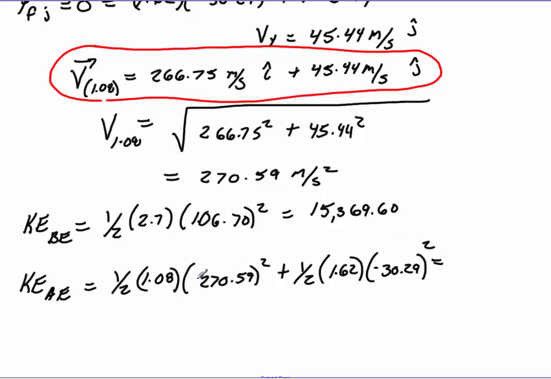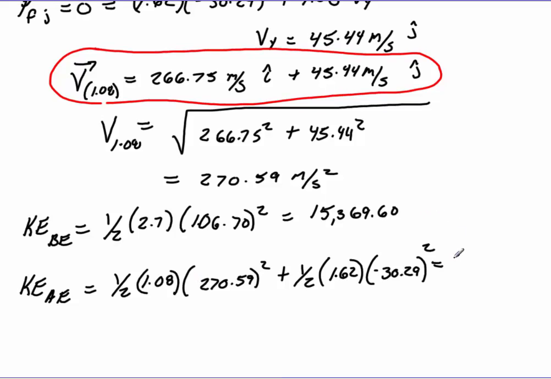Alright, so run this number here. 0.5 times 1.08 times 270.59 squared, plus 0.5 times 1.62 times 30.29 squared, gives me a value of 40,282. So from 40,282, we subtract 15,370.